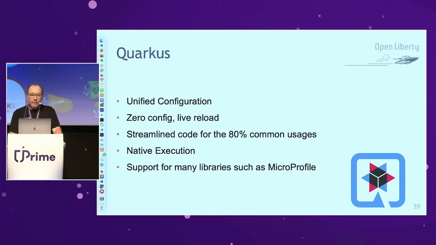So Quarkus is similar to Liberty. Liberty can be small and streamlined for your use case. It supports native execution, so this works very well with GraalVM. In fact, you see it teamed a lot that way. And it supports lots of libraries, including MicroProfile.